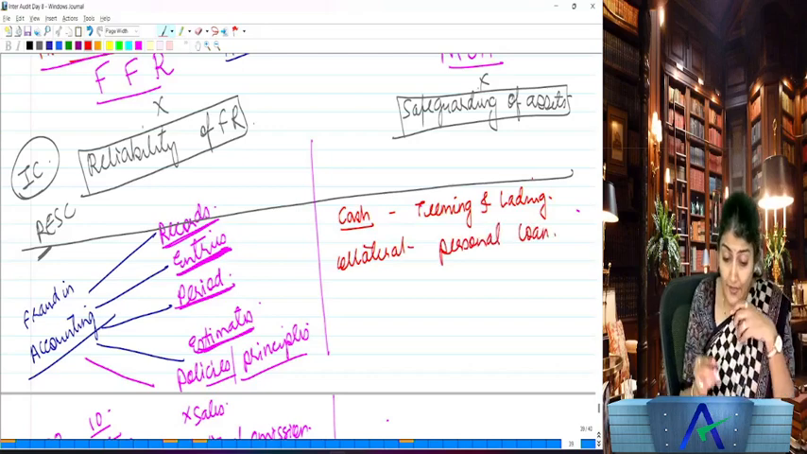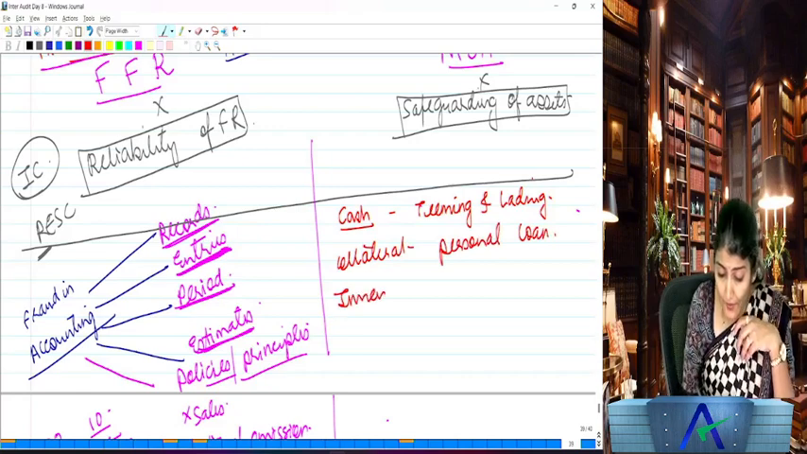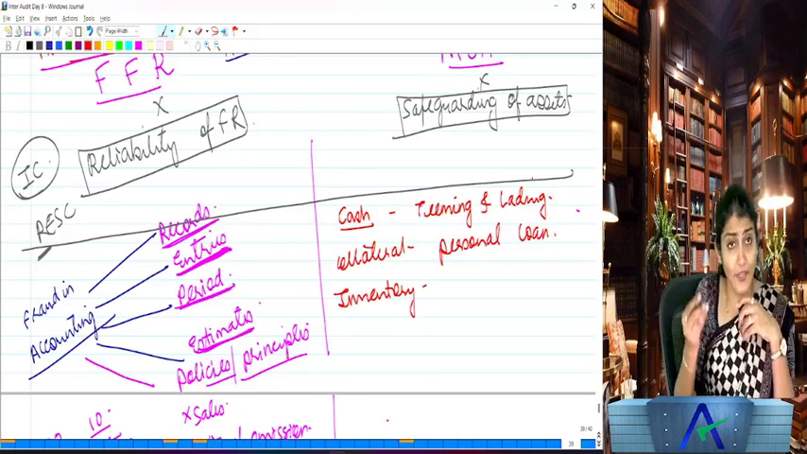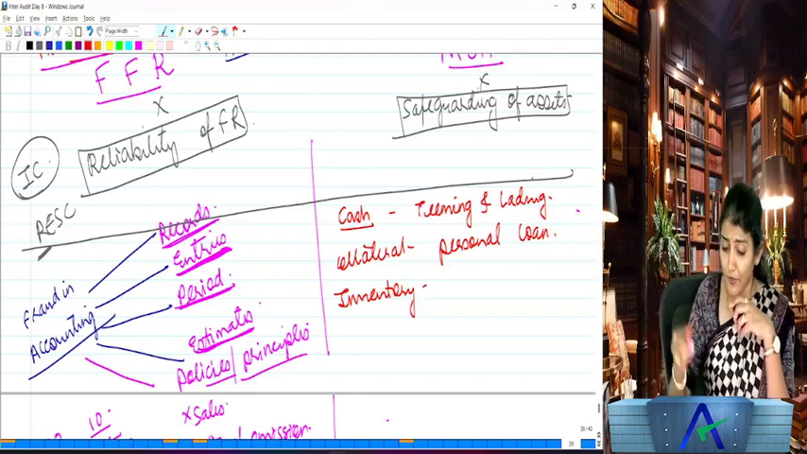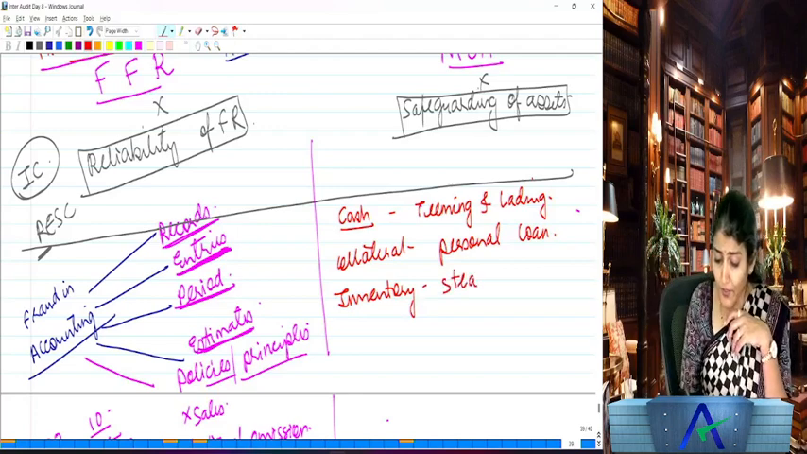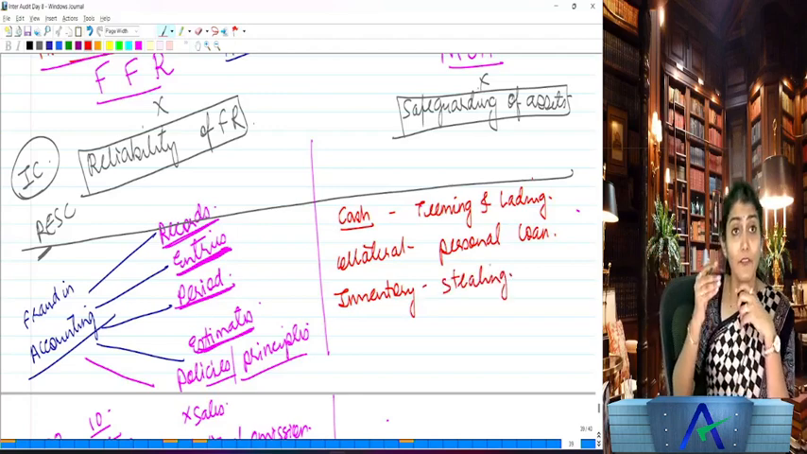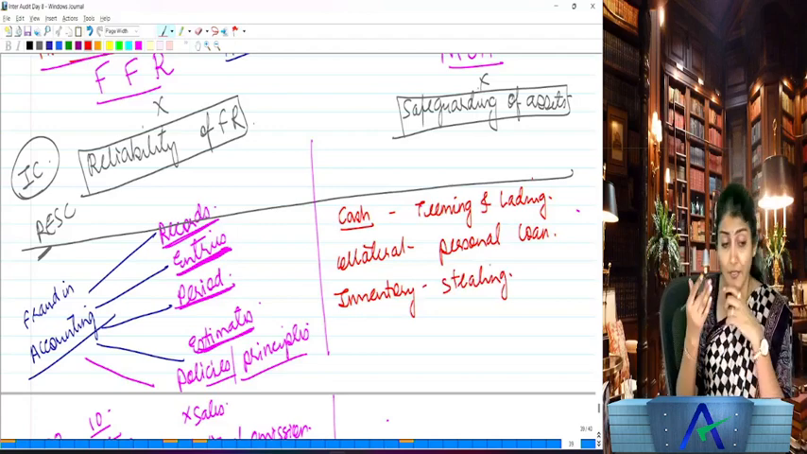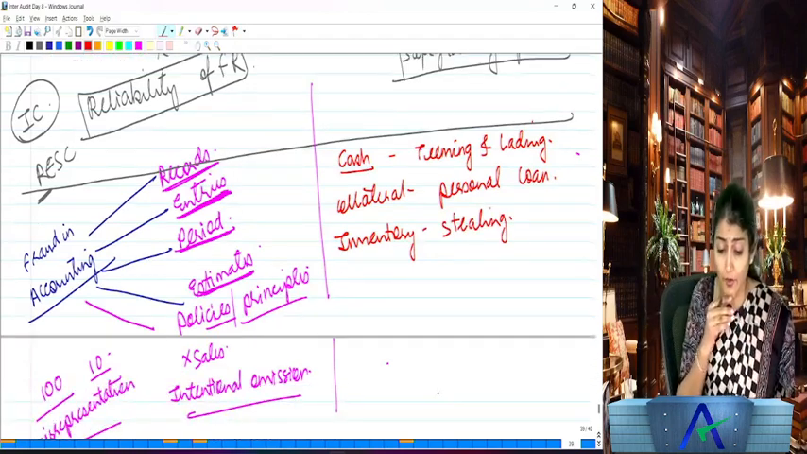Then inventory, is it an asset of the company? Inventory, stock of the company, is it an asset of the company? What you are doing, you are stealing the inventory of the company.